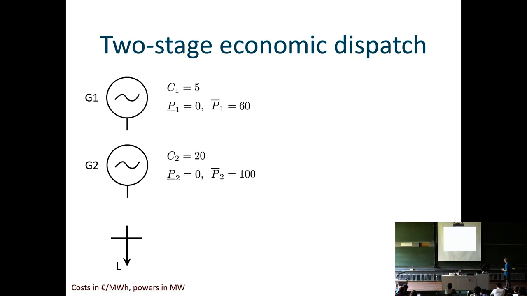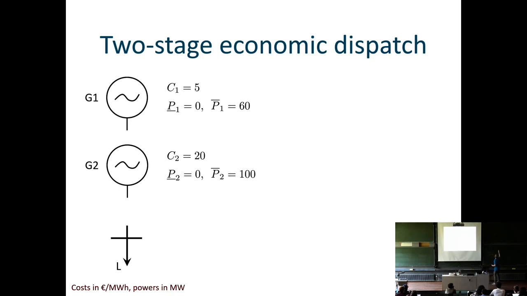These are the data that I'm going to copy here on the board so that we can carry them along during the presentation, because this slide will disappear. So we have G1, which has a marginal production cost. I have forgotten about the units, but throughout the presentation, the units are euros per megawatt hour for the cost, and powers in megawatts. It's going to be 5 euros per megawatt hour, the minimum power output is 0 megawatts, and the maximum power output is 160.